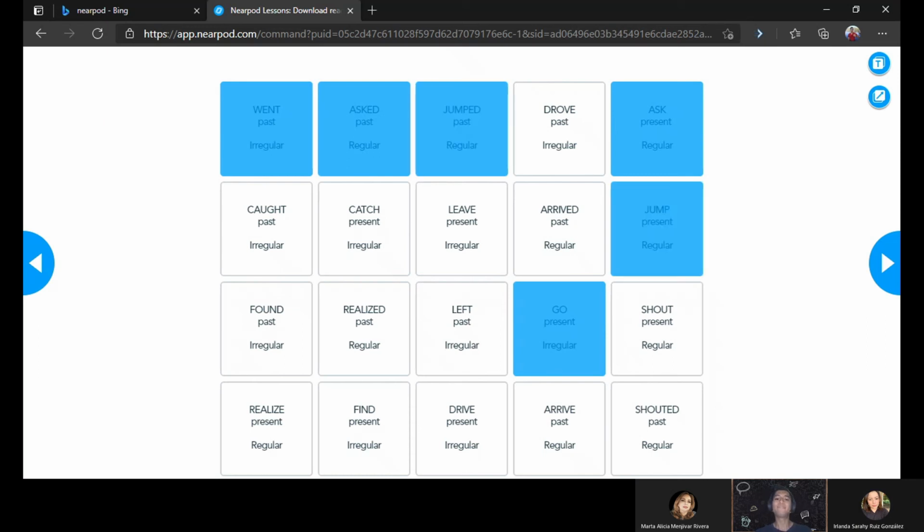Great. Drove, past and irregular. What's the present? Drive. Yes, drive. So drove. As the story said, the taxi drove quickly to Martin's house.